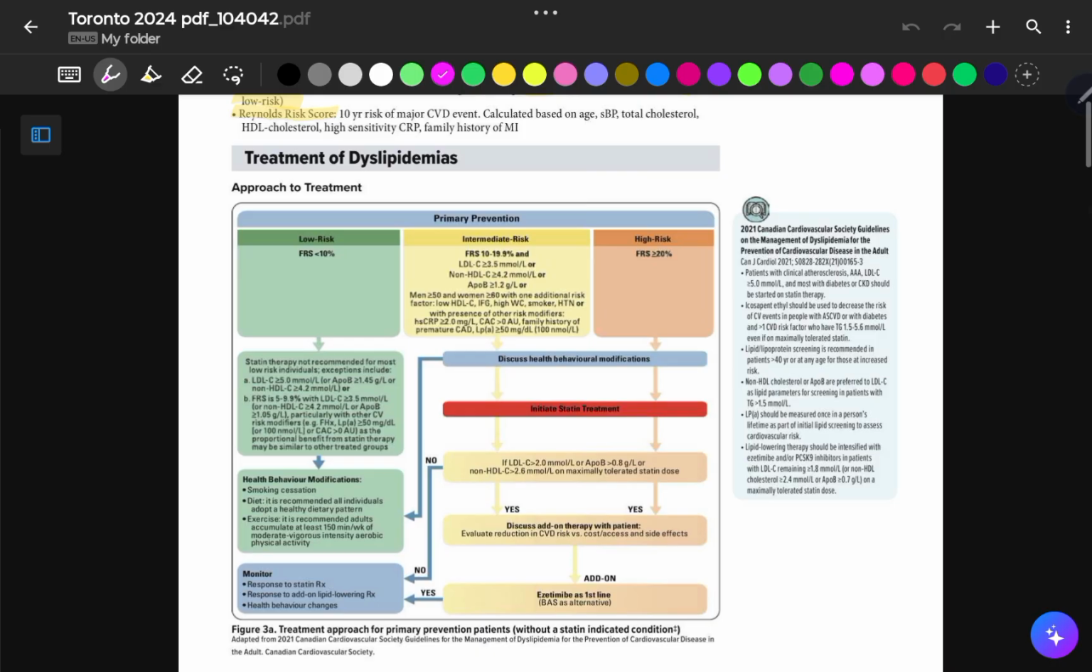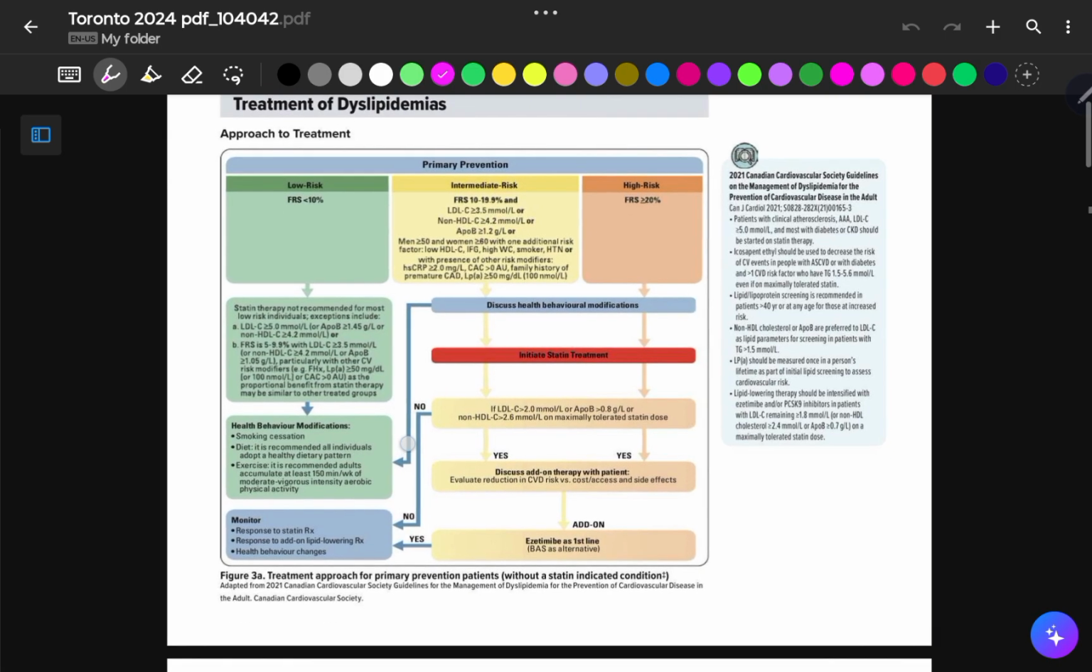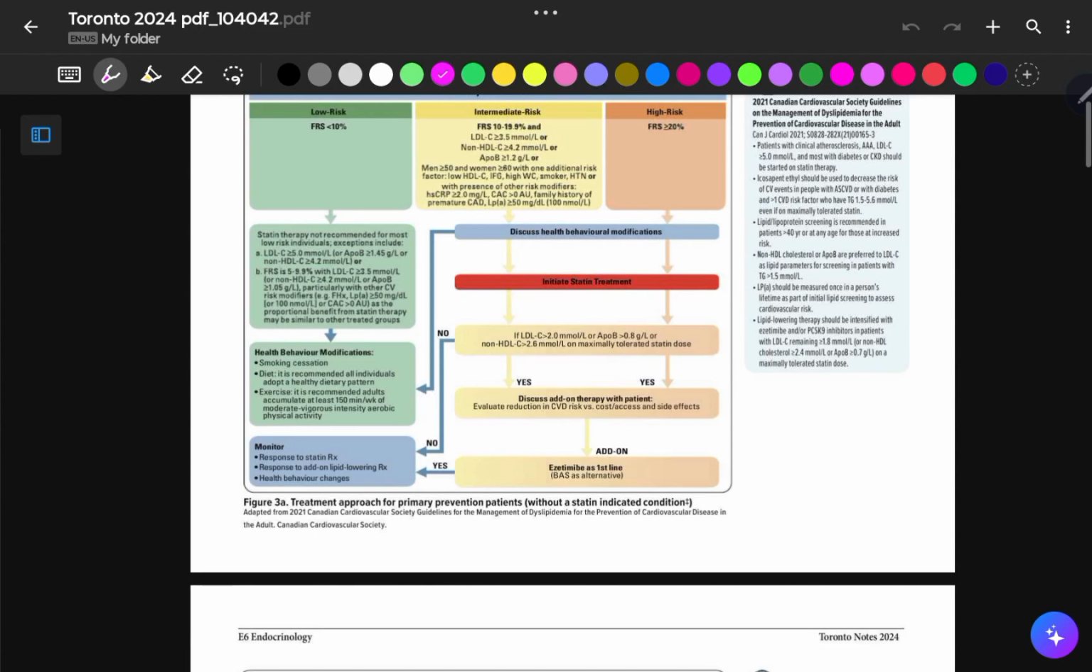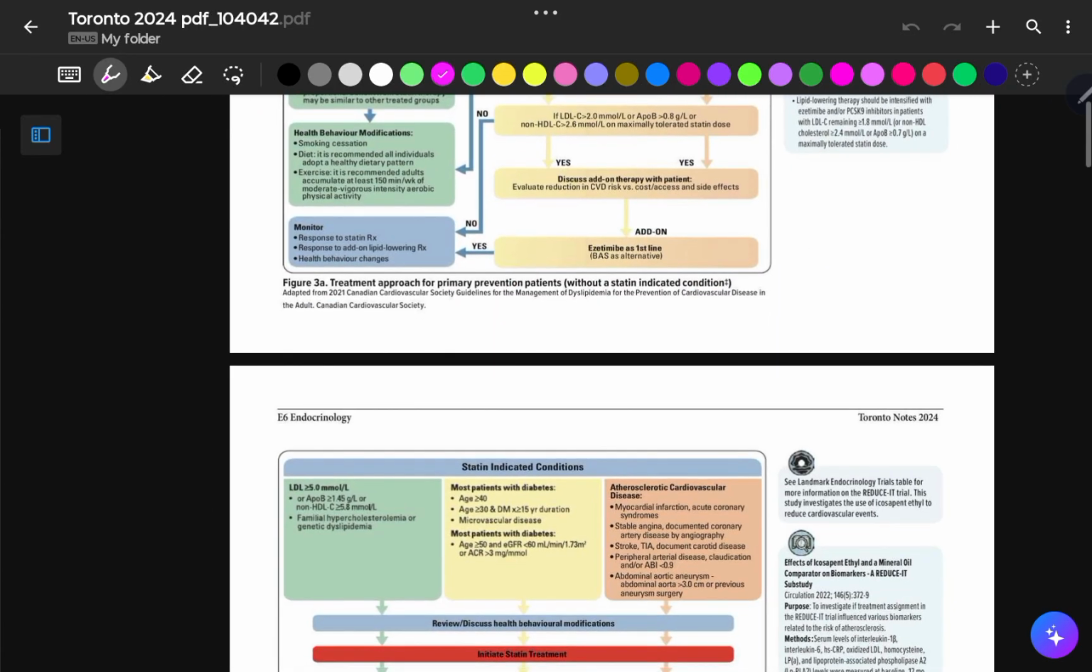So if the LDL is more than 2, or your ApoB is more than 0.8, or your non-HDL cholesterol is more than 2.6 on a maximally tolerated statin dose, if yes, then you need to discuss add-on therapy with the patient. You might need to add a second line, sorry, ezetimibe. But in all stages, you need to make sure that the patient adheres to health behavioral modification therapy.